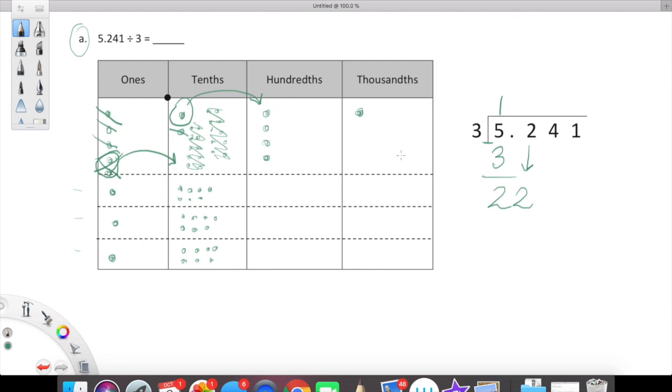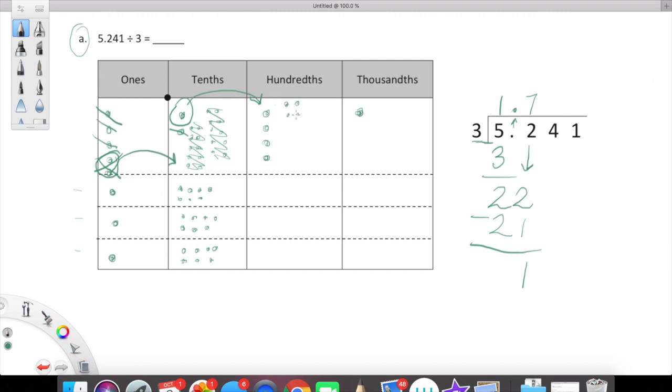Let's connect this to our standard algorithm. We have 22 tenths. We spread them evenly across 3 groups. 1, 2, 3. Inside of each of our groups, we have 7 tenths. Don't forget to move your decimal place up. Now we have 7 times 3, which is 21, which means we used 7, 14, 21 tenths when we spread them evenly. The difference between 22 and 21 is 1. Same here. We had 1 tenth left over, so we're moving that over to hundredths.